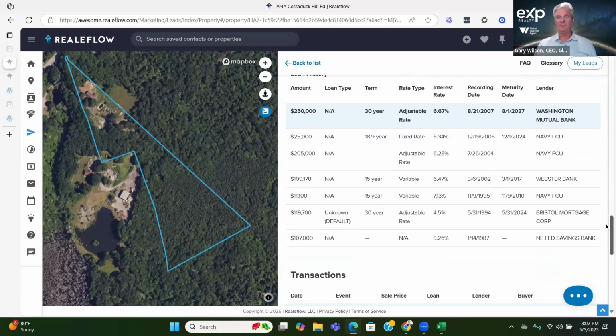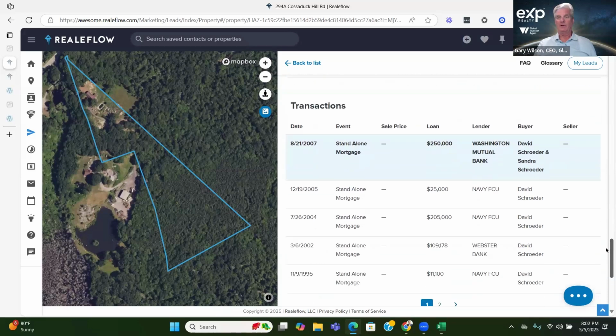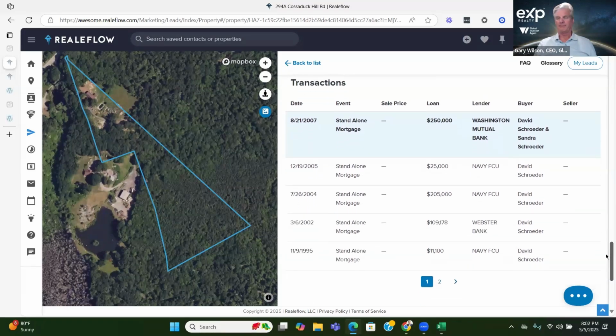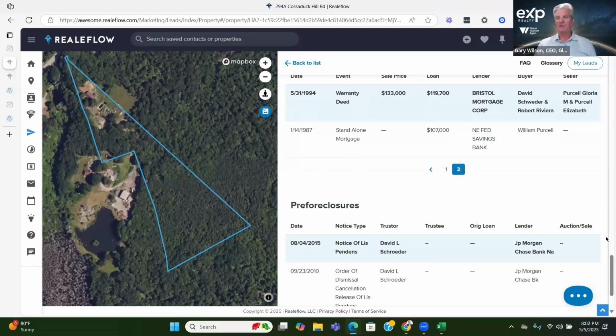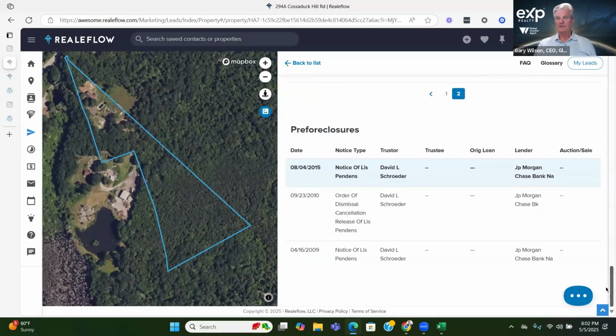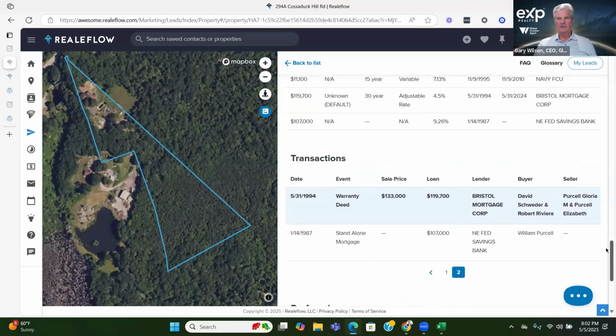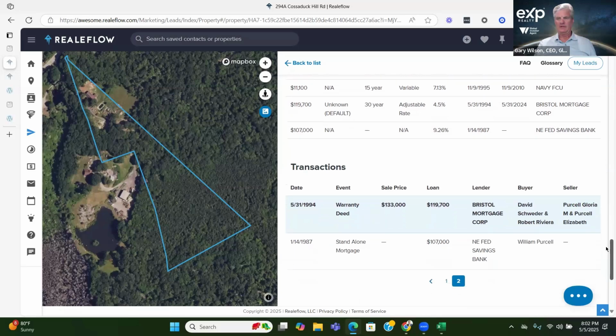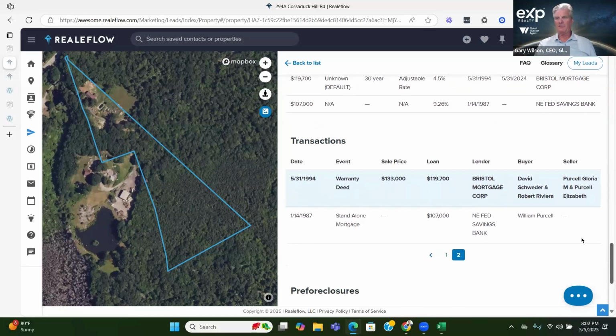In any case, we get the loan history. We get all the deed recording history, right? Going back to probably 94. Let's see. 2009, 2010. Let's go back up. 2000, 87. Here we go. William Purcell. Yep, he probably built it. Northeast Federal Savings Bank, Bristol Mortgage. So he sold it to Schwetter.